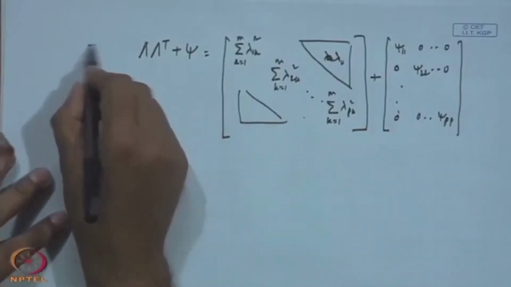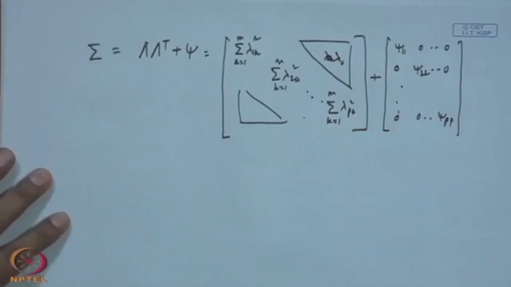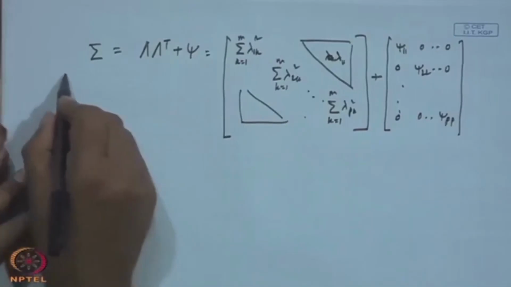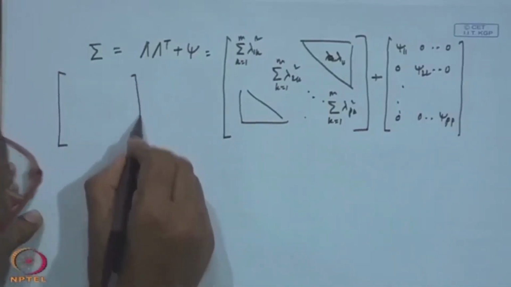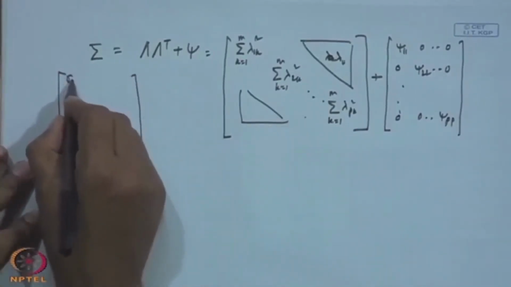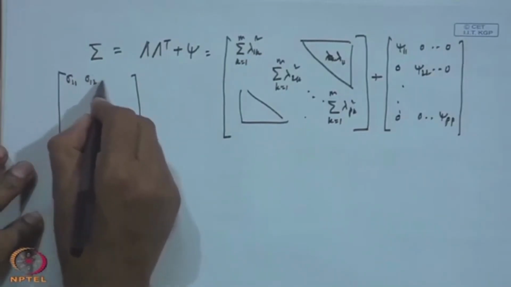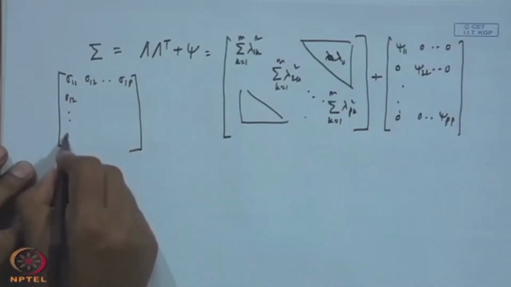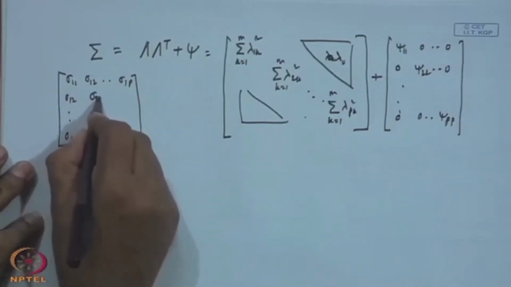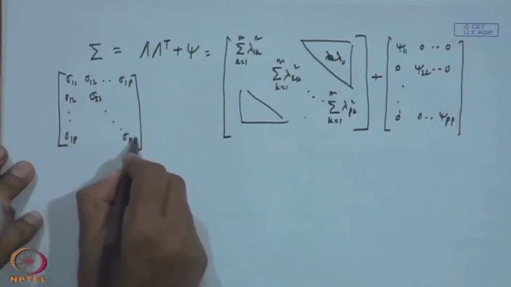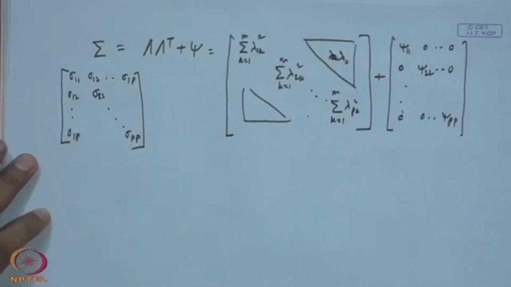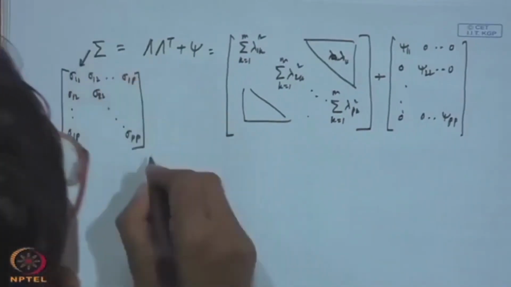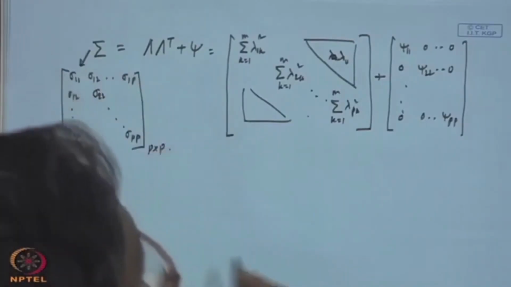So, this is your sigma. If I write this sigma in the same manner as in the matrix, this one will be sigma 11, sigma 12, up to sigma 1p, then sigma 12, sigma 1p, now sigma 22, up to sigma pp. This sigma is like this, so this is p cross p.